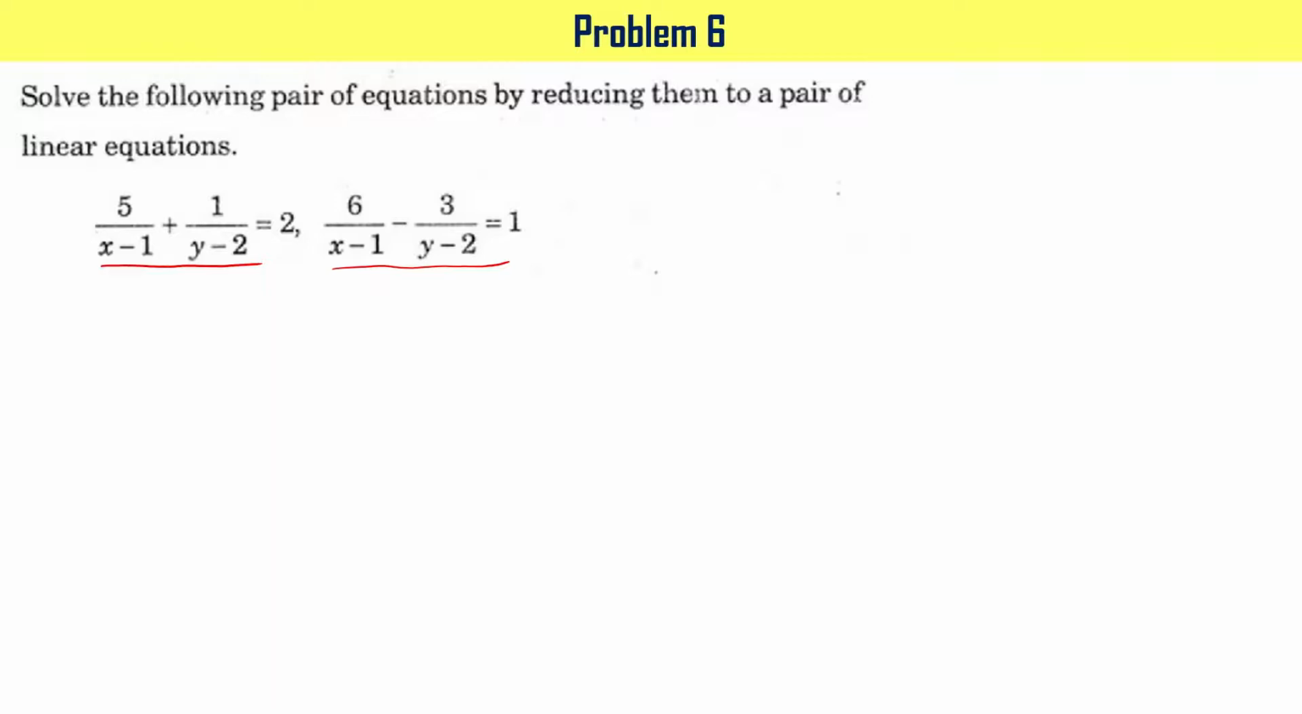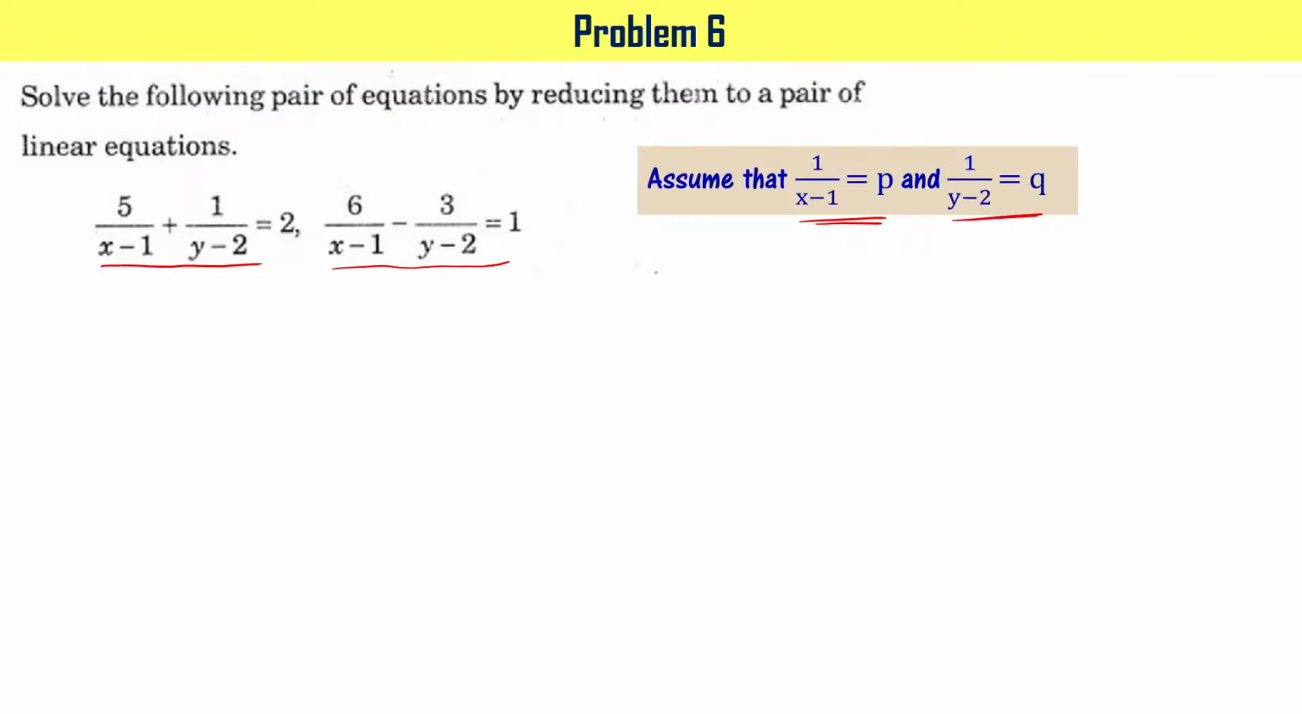Let's do that now. To do that, let me assume that 1 by x minus 1 equal to p and 1 by y minus 2 equal to q. Why am I doing that? So here I have 5 times 1 by x minus 1, right? And plus 1 divided by y minus 2. This particular equation now can be written as 5p plus q equal to 2, right?